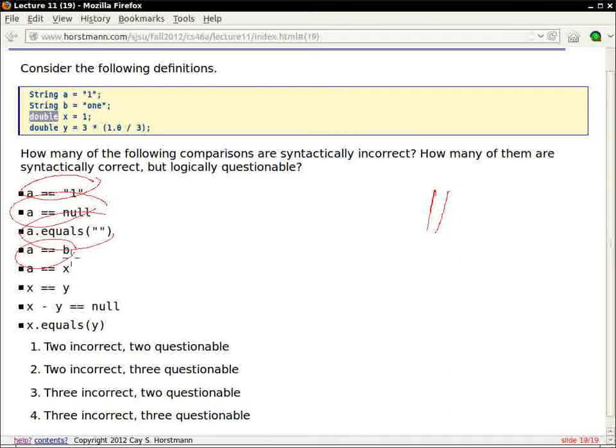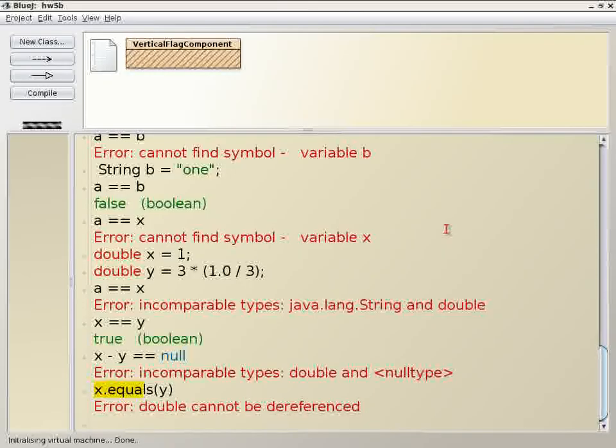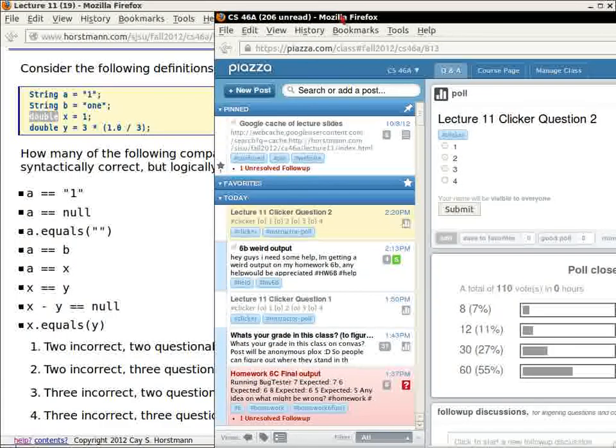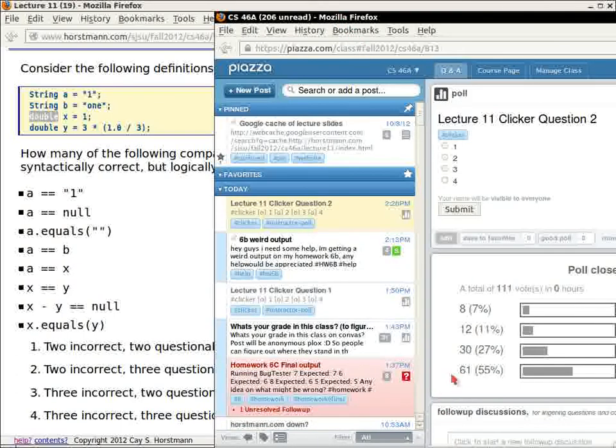Over here, that one didn't even compile. Over here, x equal y, that's questionable because we're not supposed to use equal with floating point numbers. So that means 3 incorrect, 3 questionable. And so that was the majority answer, but not by landslide. So just have a look at that.